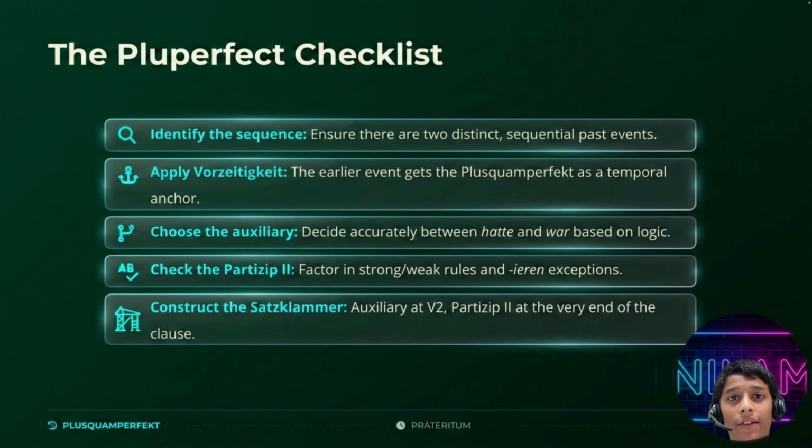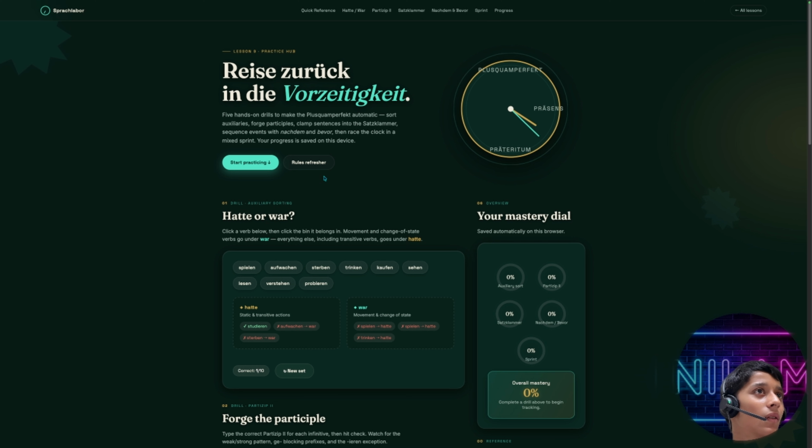Let's check out our assessment practice hub. That's it for today's lesson on the Plusquamperfekt. Now let's check out our assessment practice hub to end this. So this is the practice hub for lesson 9 here. Already you can see Präteritum, Präsens, the perfect tense, and the Plusquamperfekt, the past tense here.